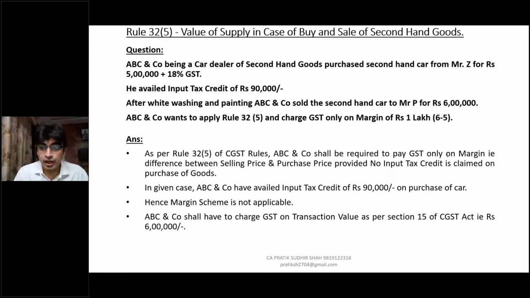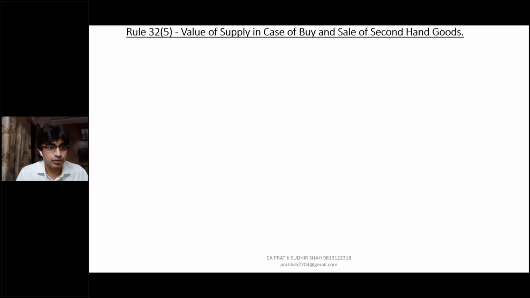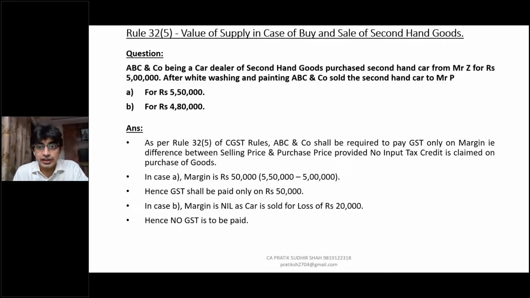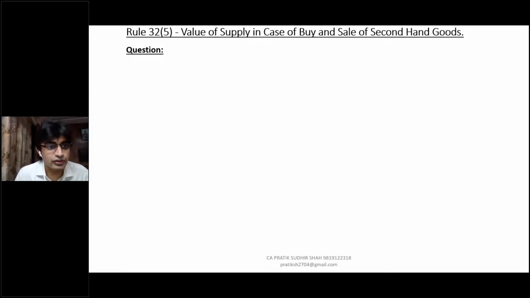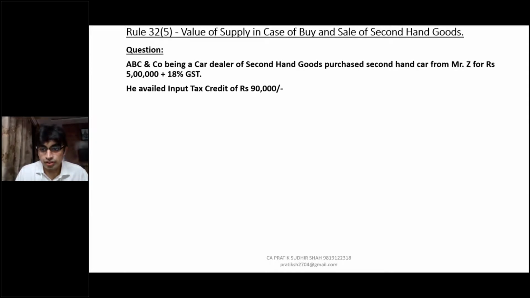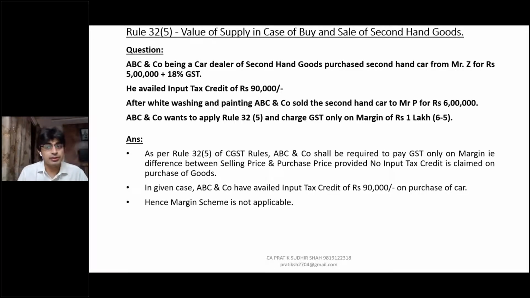If I'm purchasing this from an unregistered person, then obviously he will not charge GST to me. Just an example, this case. If ABC is purchasing a second-hand car for 5 lakh rupees, say I'm purchasing from a regular salaried person or anyone, so they cannot charge GST to me. They sold for 5 lakh, I'm selling for 5,50,000. So there is no question of GST. Okay. So if I purchase from an unregistered dealer, margin scheme is obviously applicable. If I purchase from a registered dealer and I take the ITC, then I have to charge GST on total. Okay. So this was my margin scheme.